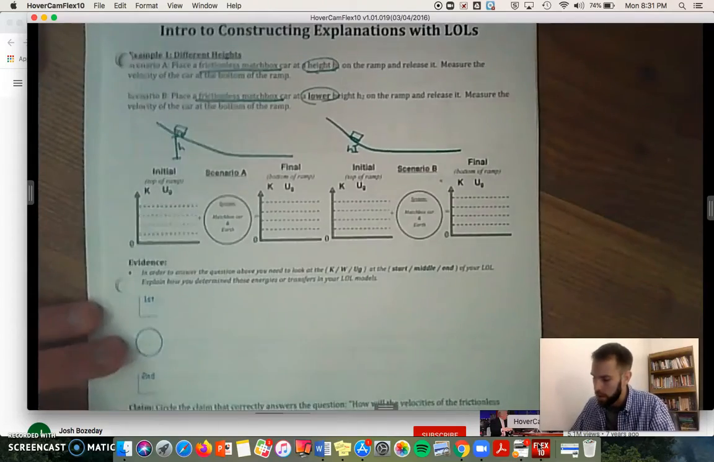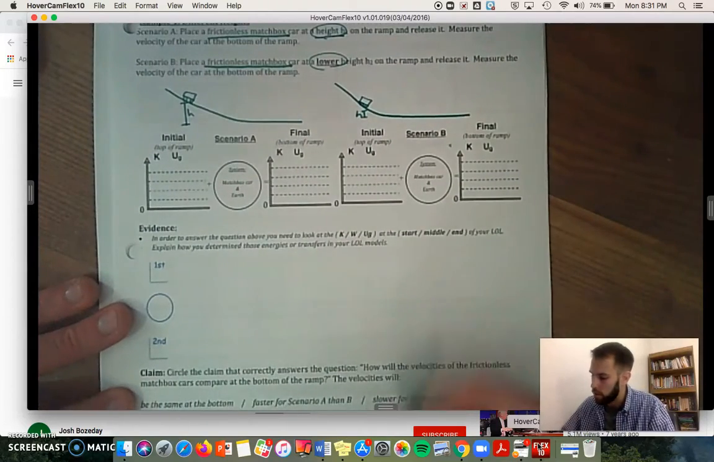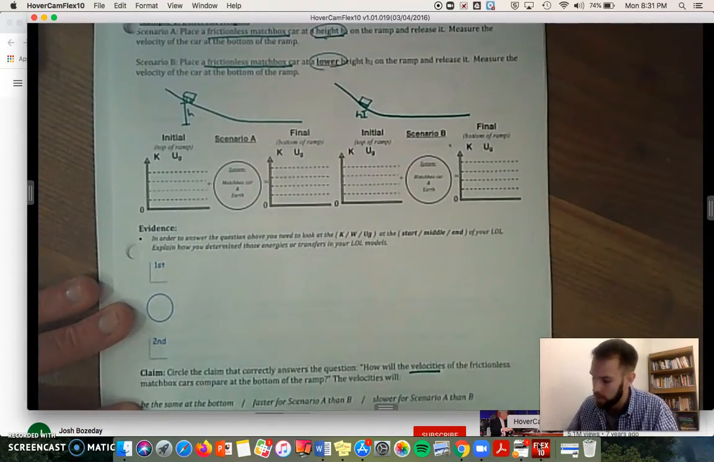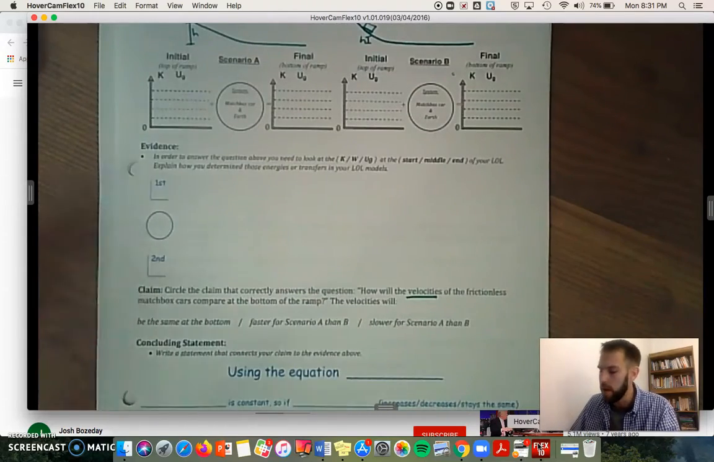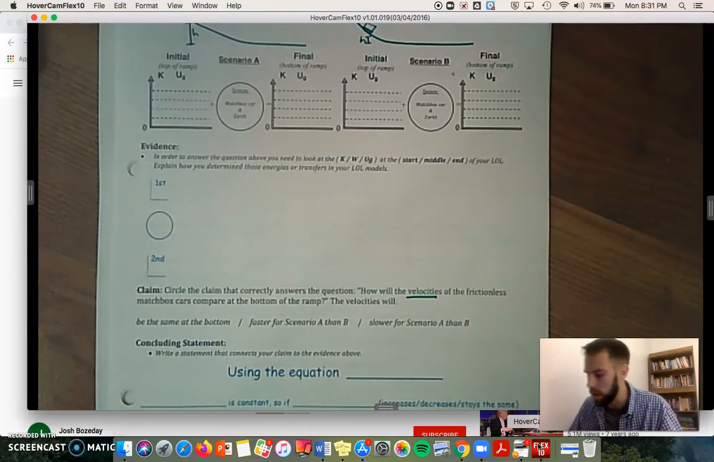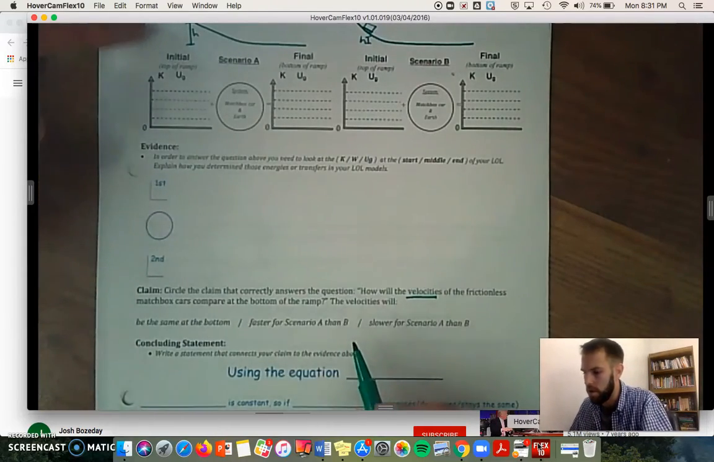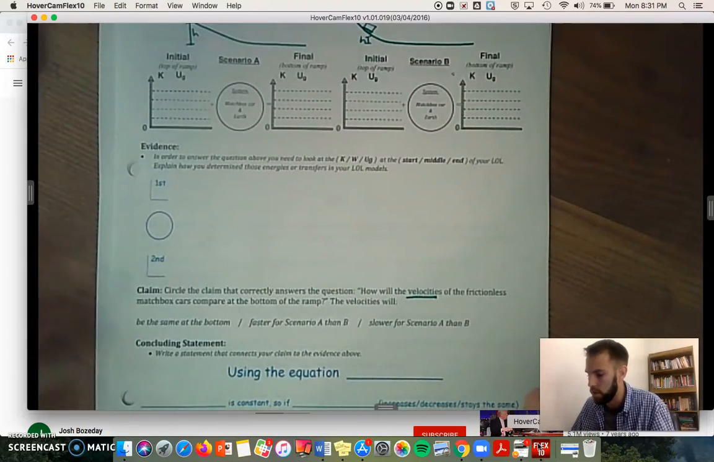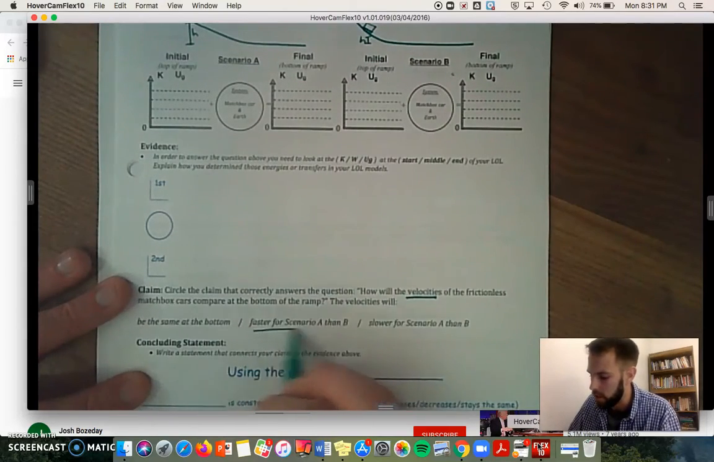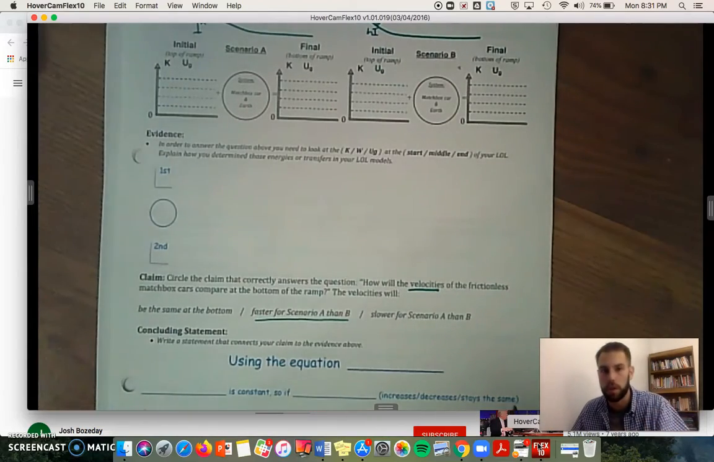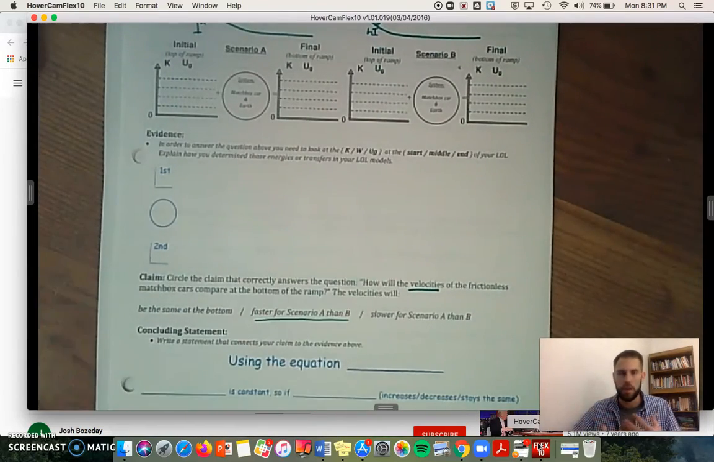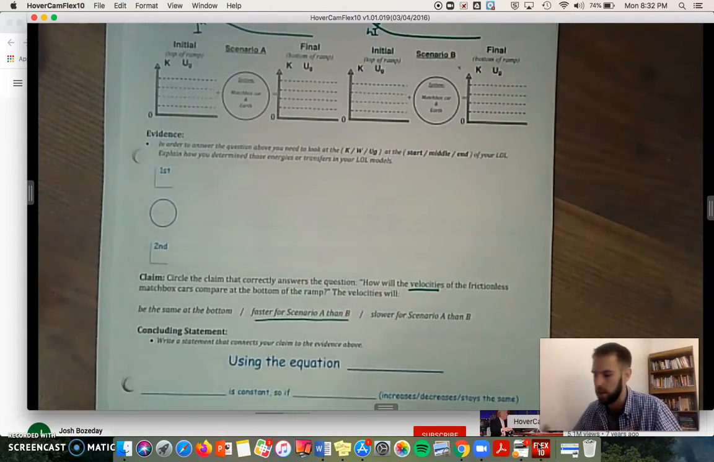And our goal at the end of the day is to circle the claim that answers the question: how will the velocities of the frictionless Matchbox cars compare at the bottom of the ramp? Now, I think intuitively, like Mr. Bosaday said, you could probably say, well, scenario A is higher up, so it's going to be faster. We could probably do that intuitively, but the goal is to use our concepts of energy to explain why that actually is the case.